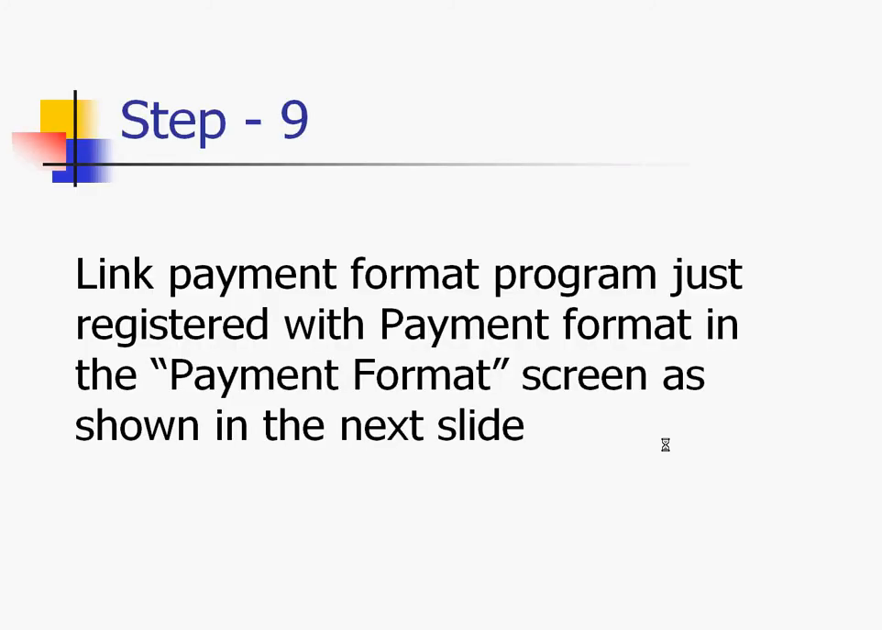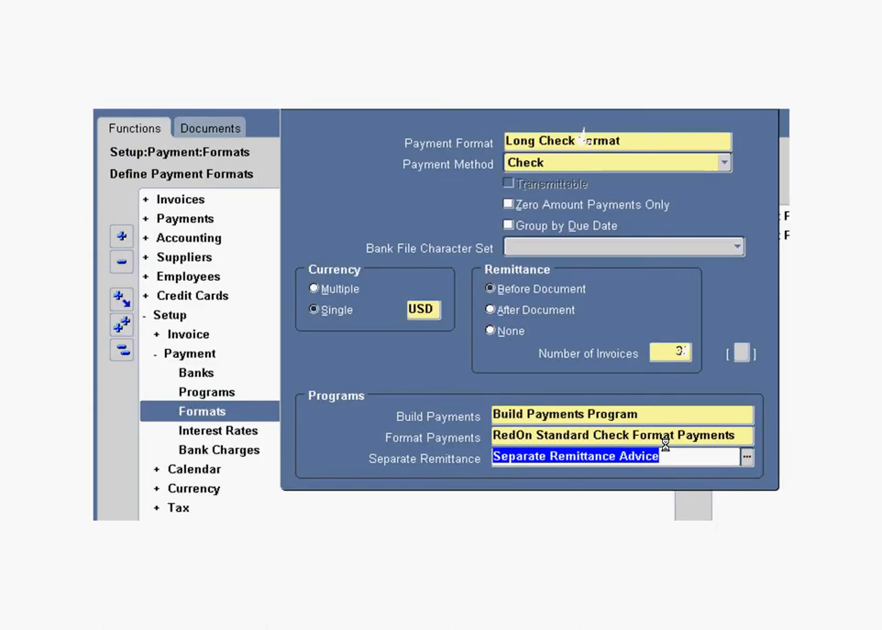Then once you define the payment format program, link it to the payment format in AP responsibility. This is how you do it. This is the payment format, and this is your format program.